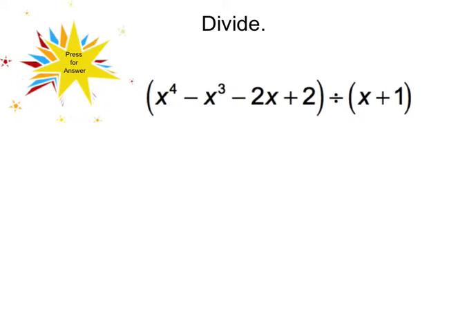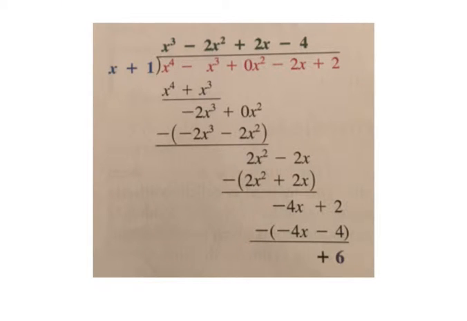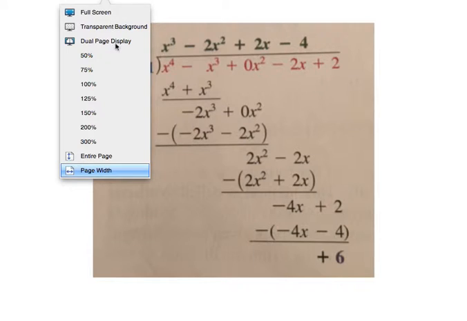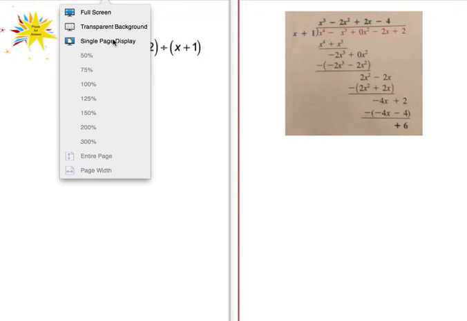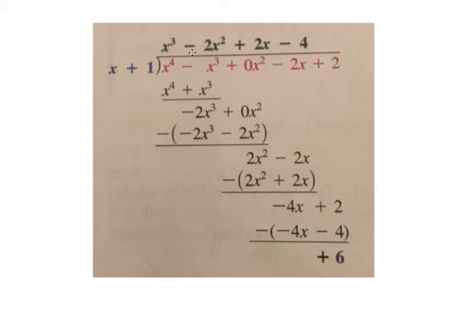Now I want you to divide this. When you get your answer, press play and check it. Hopefully I copied the problem right. Let's just double check it. X to the 4th. Yes, I did. Okay, so check your work. Hopefully you got the right answer. If not, press pause and try to find your error.